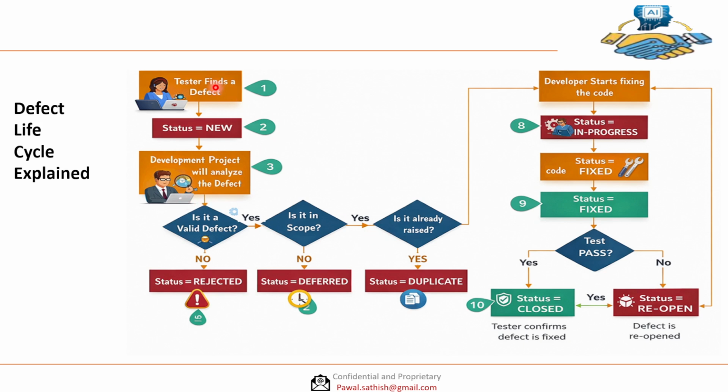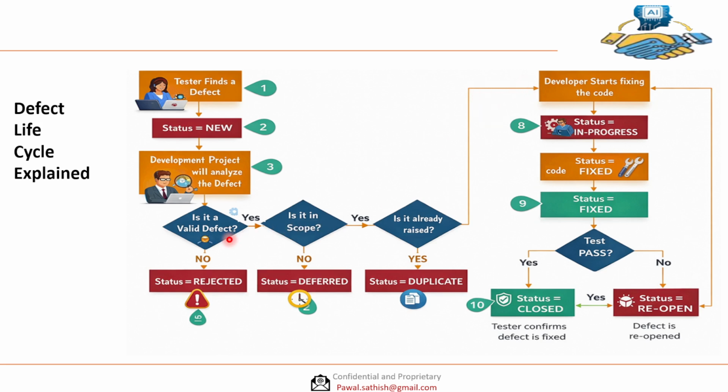Now, here are the stages we have discussed so far. We can see the tester finds a defect, the status is new, and then we assign it to the development lead, or in the triage meeting, where the QA lead, development lead, product owner, and other stakeholders are present. In this triage meeting we discuss: is it a valid defect? If yes, is it in scope for the current release? If yes, is it already raised? If no, then we assign it to the development team.